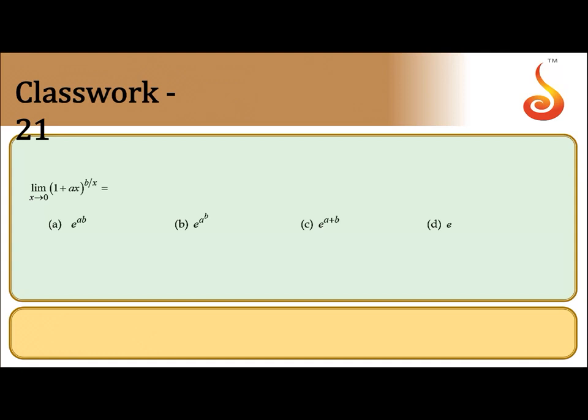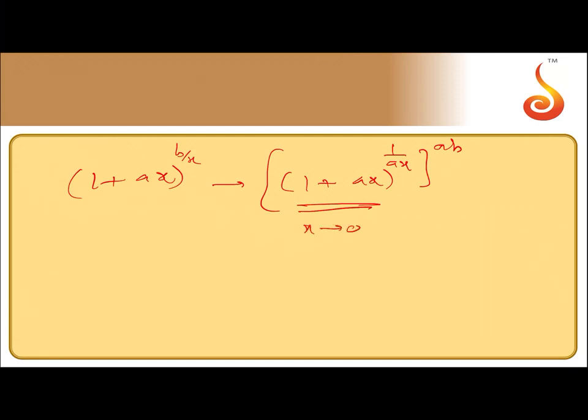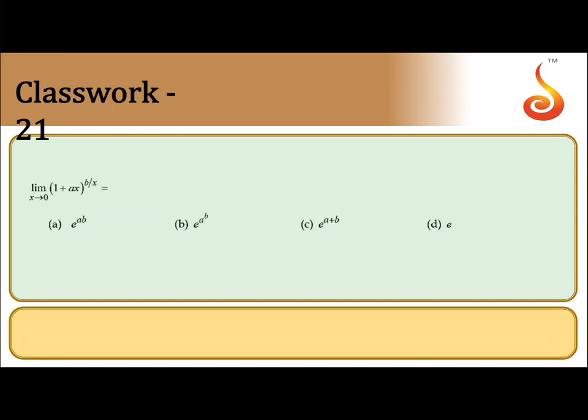Coming to now, this is also a direct formula. It is (1 plus ax) to the power of b by x. This can be written as ((1 plus ax) to the power of 1 divided by ax) taken whole to the power of ab. Therefore, this is nothing but e as x extends to 0. This is e to the power of ab. So, the answer is equal to e power ab. So, the first option.